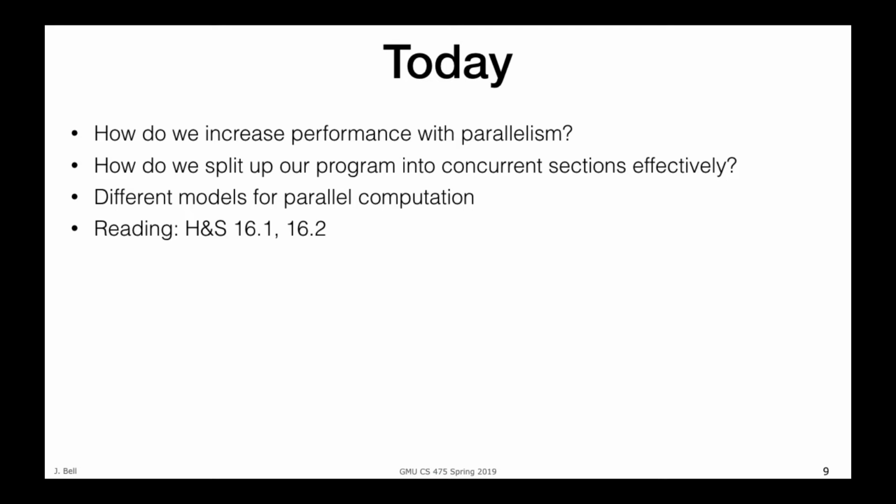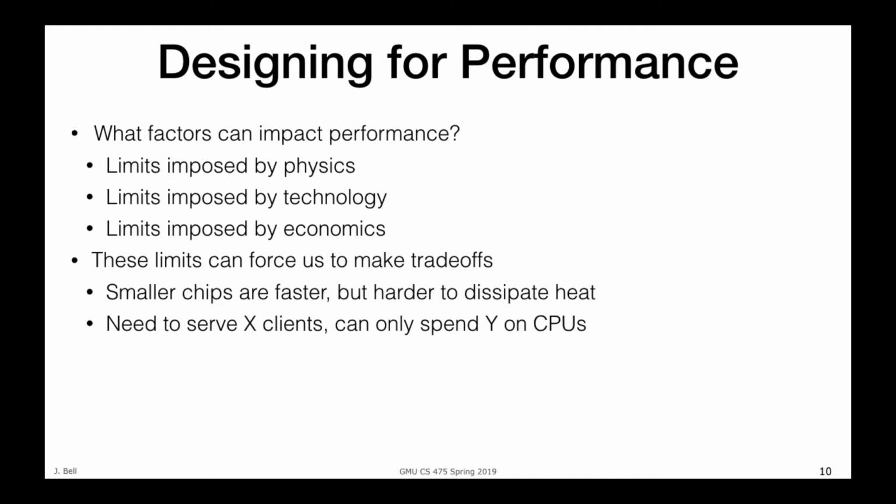So the high level goal, right, is we want to make our programs faster. We want to increase performance. So let's start off at the beginning with what we can do that might impact the performance of our software and the kinds of limits that we might run into.